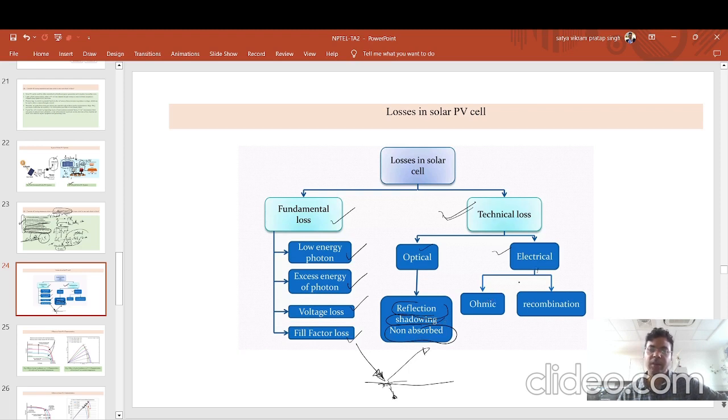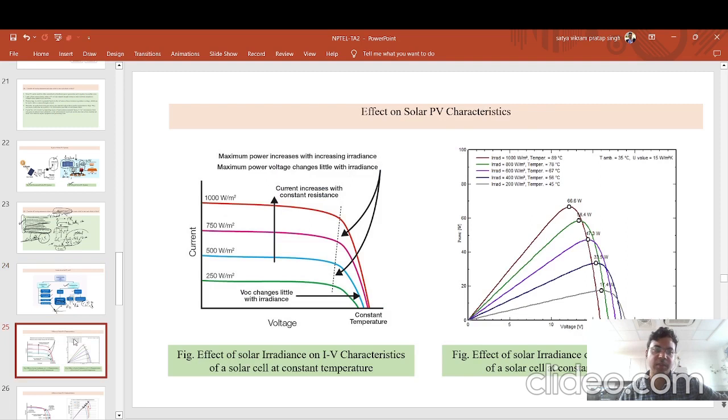And in electrical losses, there are the ohmic losses, which I have shown you, that is the RSC and RSH, and some recombination losses also, when the electrons and holes get recombined and release this energy, and come back from the conduction band to the valence band. These all are the losses in the solar PV system.